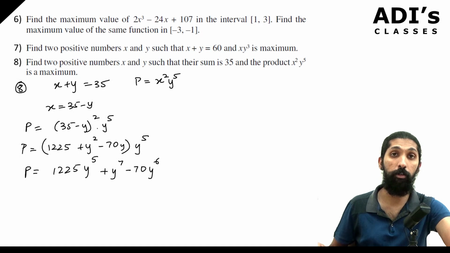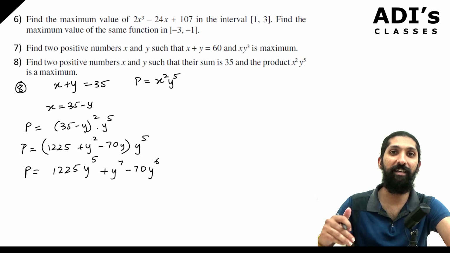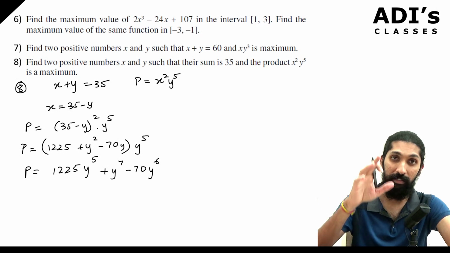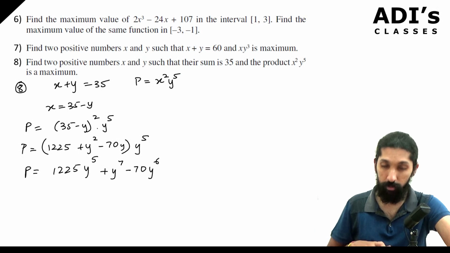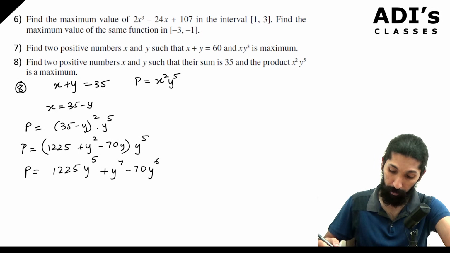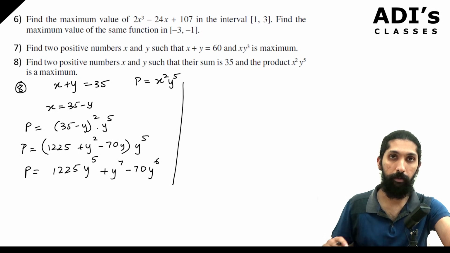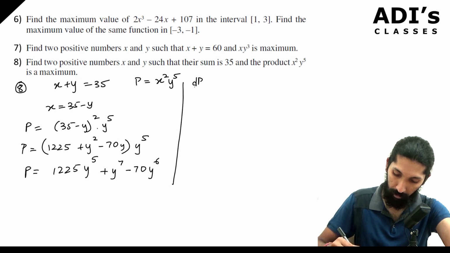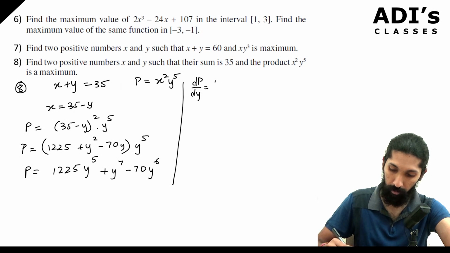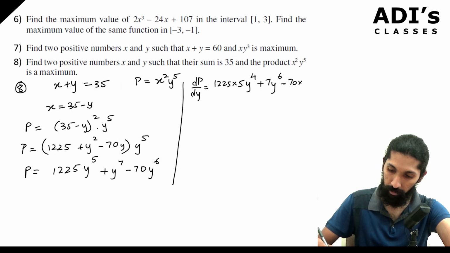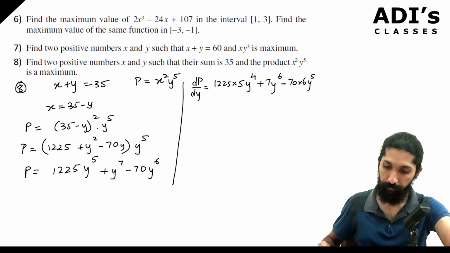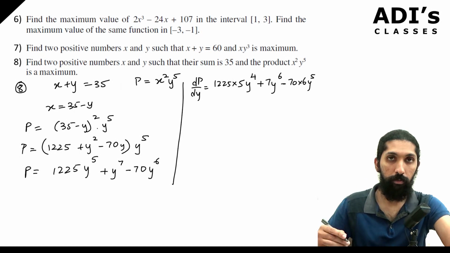This is your product. Now differentiate and try to figure out the value of y. In the sense, do the first derivative test and get the value. Don't worry, most of the terms will get cancelled anyway. Even though you have y power 7 and all, don't worry about it. So dP by dy will be 1225 into 5 y power 4, plus 7 y power 6, minus 70 into 6 y power 5. You have to equate it to 0, correct?